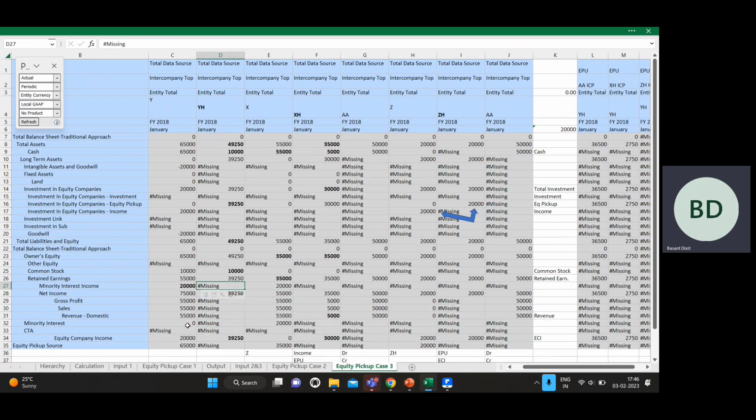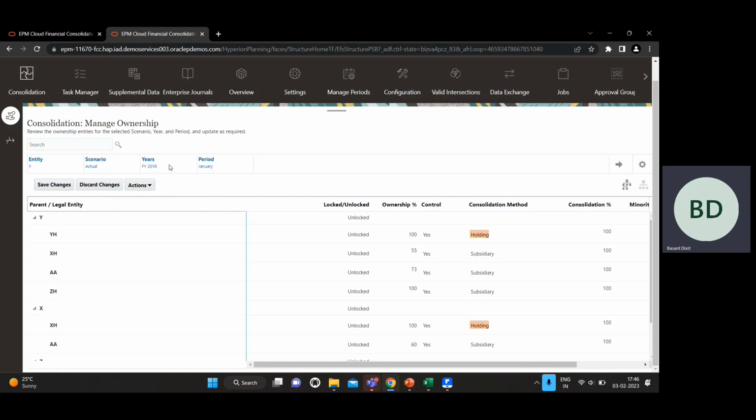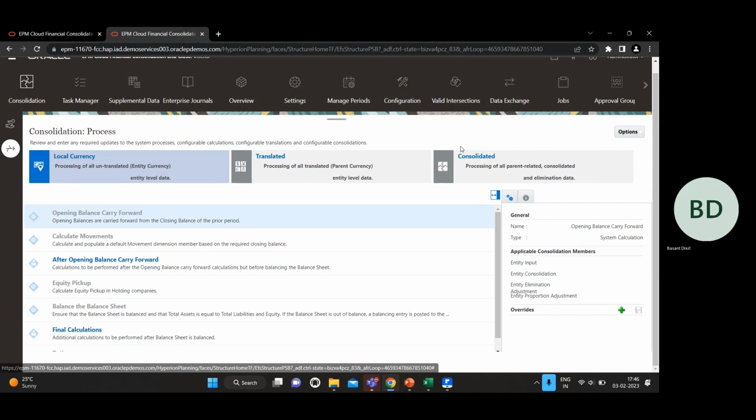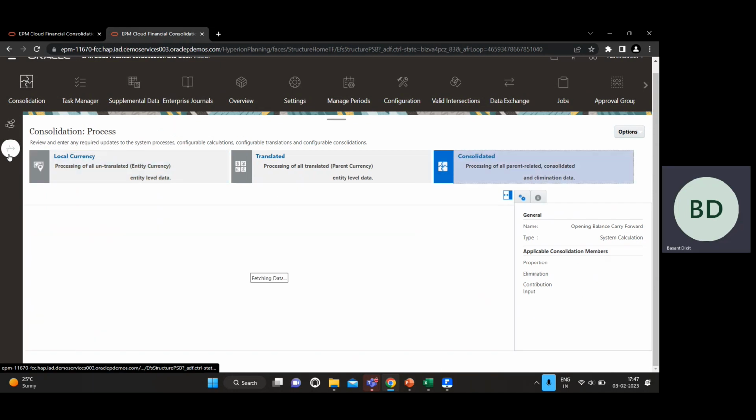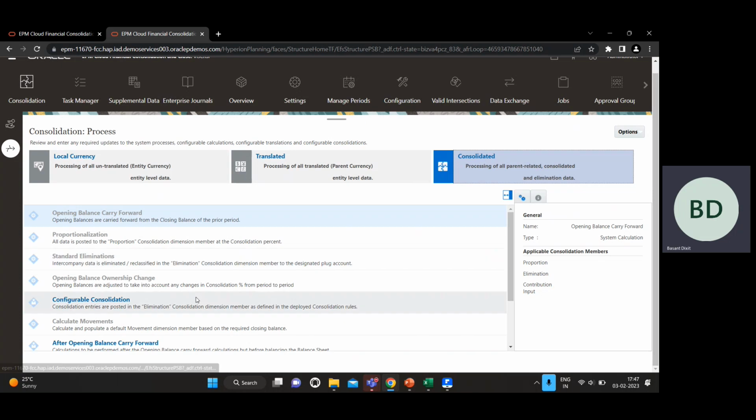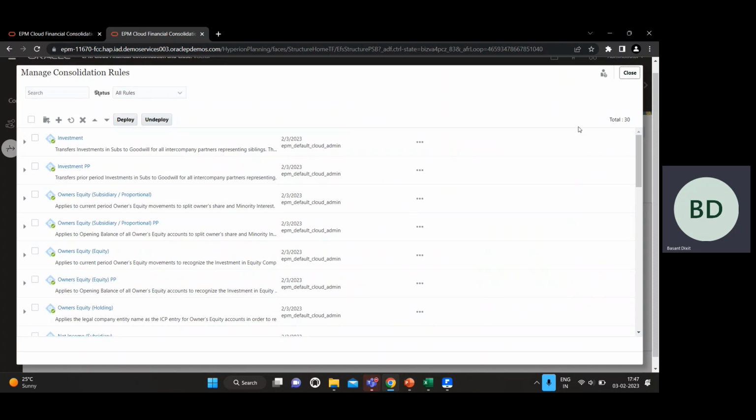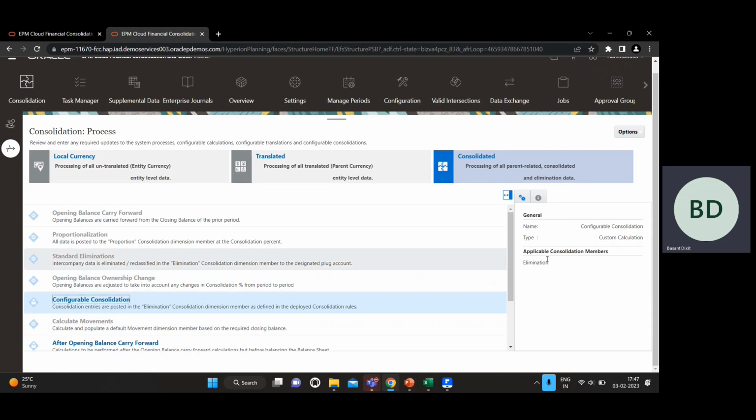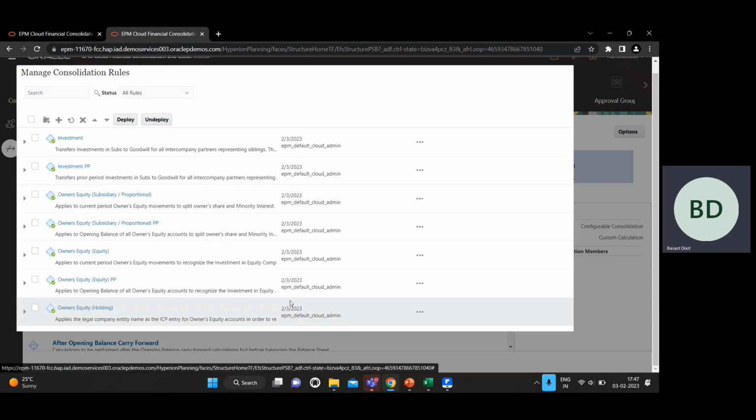So basically, the rules are set in such a way that we cannot see the figures correctly, and I will show you what rules there are in the FCCS application, what the configurable rules are. When we go to the process tab, we have consolidated, and under this we have various configurable rules, and it says that whatever difference arises with these rules goes to the elimination. Okay, elimination is just a member.